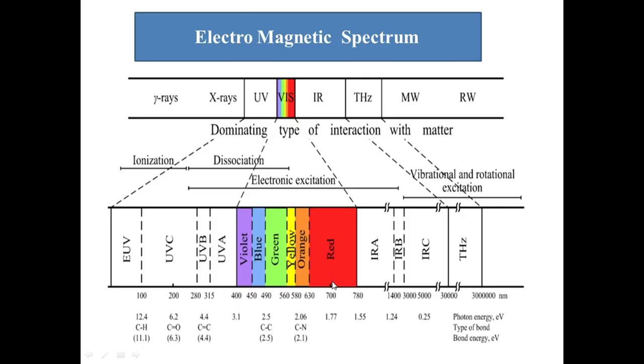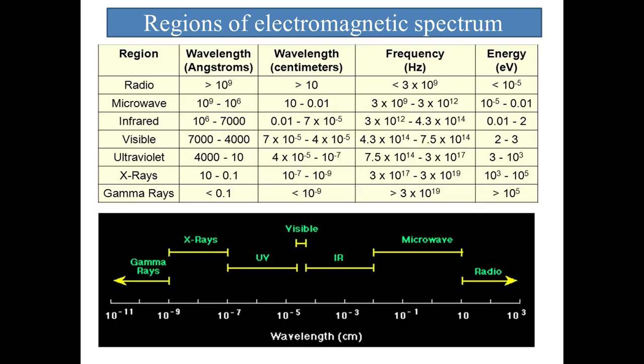Next, this is the electromagnetic spectrum. The electromagnetic spectrum has many radiations: gamma radiation, X-rays, UV-visible, IR, microwave and radio frequency. In the visible region we can see only violet, blue, green, yellow, orange, red. Other radiation we cannot see, because we can detect only the visible region.